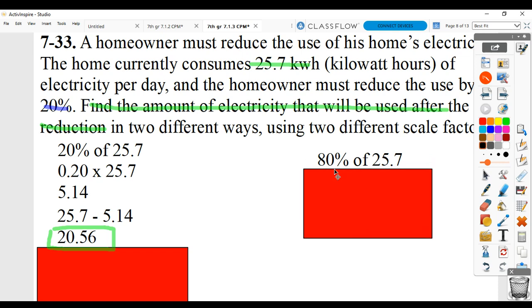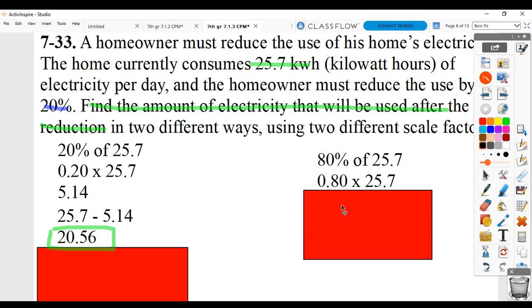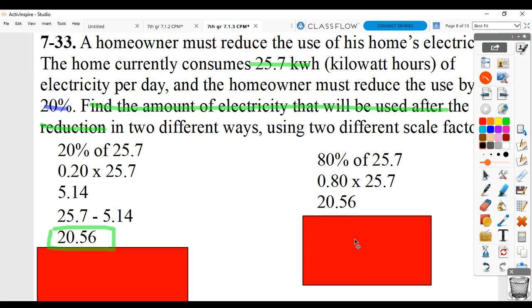So reducing by 20% means we're now only using 80% of the electricity that we were. So 80% again can be changed to a decimal and multiply, and what you find is that you then get the amount basically in one step instead of two. So both methods will get you the same answer. It's just a matter of what method makes more sense to you, but they want you to be familiar with both ways. Again, if they wanted the scale factor as a fraction, we could have made this 4/5, because 80%, of course, is the same as 4/5 as well.